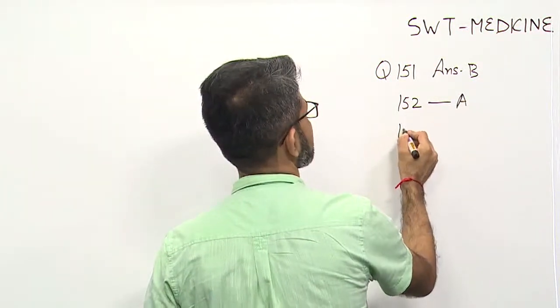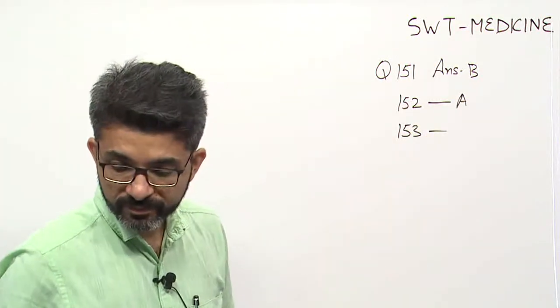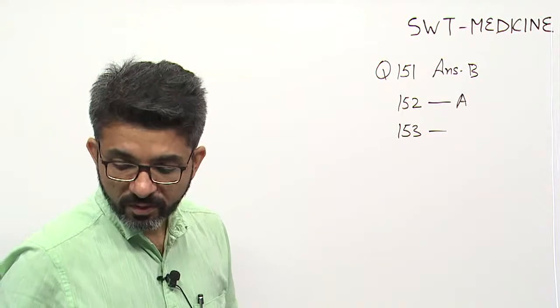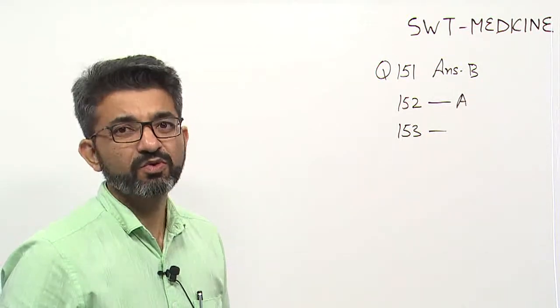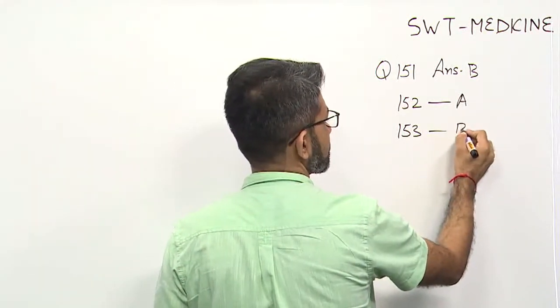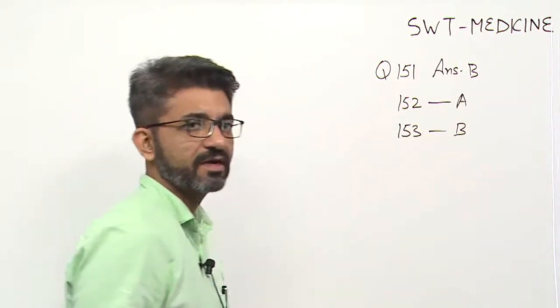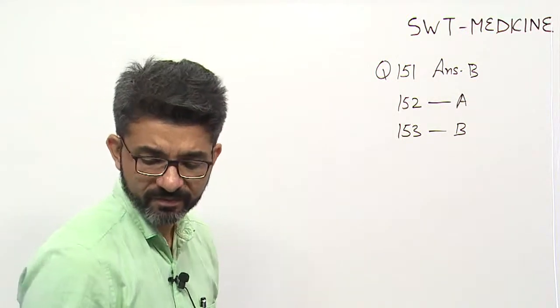Question number 153. Commonest cause of tricuspid regurgitation is cor pulmonale. We have already discussed this question. Answer is B, cor pulmonale. Again, it's of two types, acute and chronic cor pulmonale.